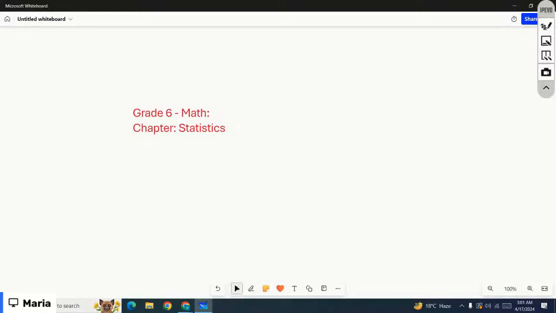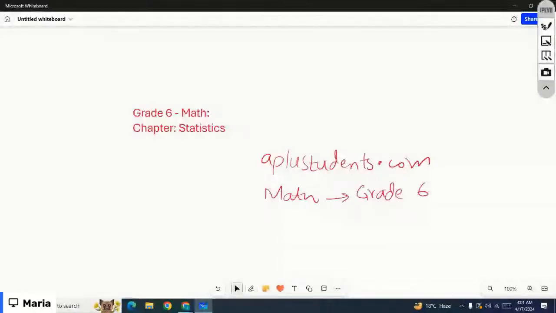So you can find all the lessons on aplusstudents.com. You have to log in there using your email address, and the password is provided by the administrator. Then you have to select math from the subject tab, scroll down to grade 6, and then click on view all lessons. There you can find the list of the chapters. We're going to start with the chapter statistics. Please make sure you have your notebook and pencil so that you can note down the important examples and definitions as well, right?